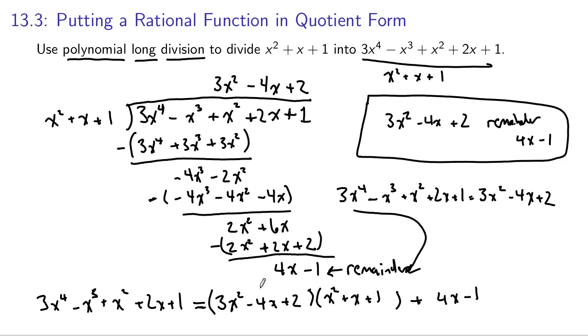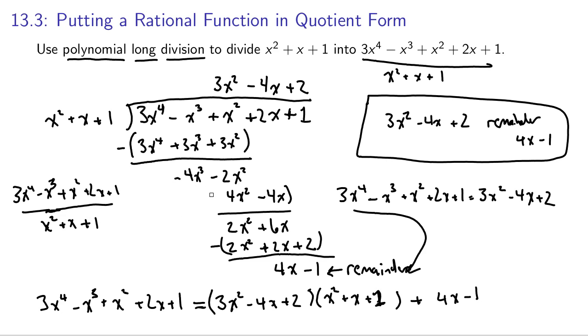And so we can distribute this out and add this 4x minus 1, and we'll get back to this original polynomial. And of course, another way of writing the quotient form is to write it like this: 3x to the fourth, this was in the last set of slides we did, minus x cubed plus x squared plus 2x plus 1 divided by x squared plus x plus 1. I'm going to erase part of our work here so we have space.